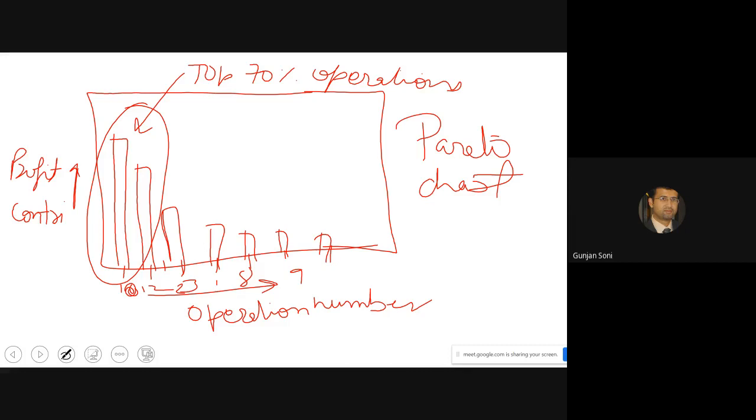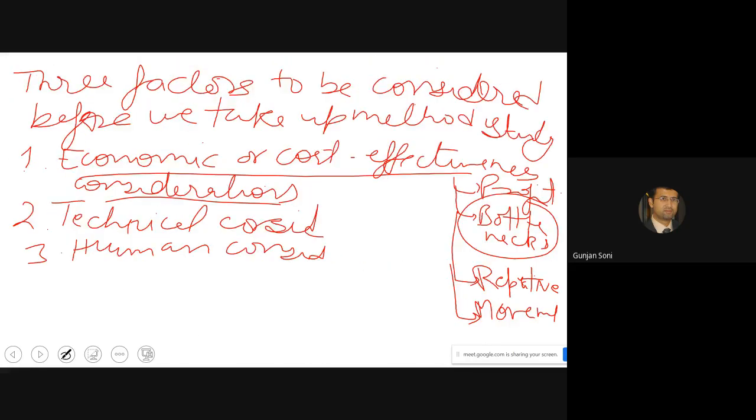Or instead of profit, it could be wastage. So which operation causes the largest percentage of wastage? If scrap is coming, it could be because of machining, or the casting, or the milling, or any other operation you can think of. So we can do this Pareto analysis, see which are the maximum contributing operations, and select them. So these are some cost or economic considerations. Then come technical considerations.